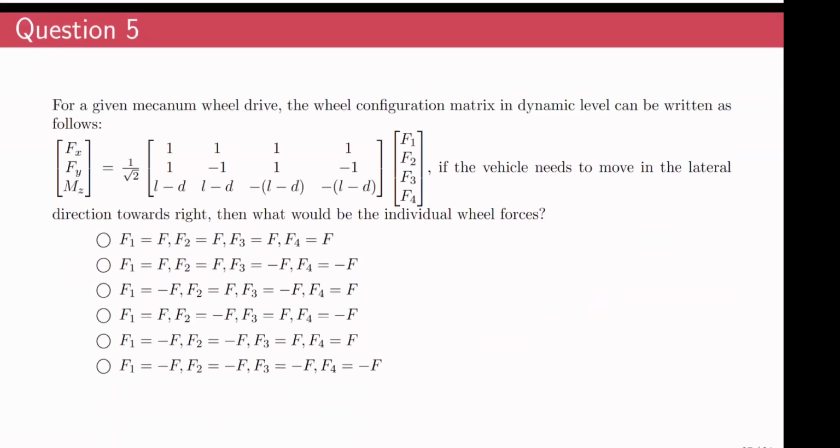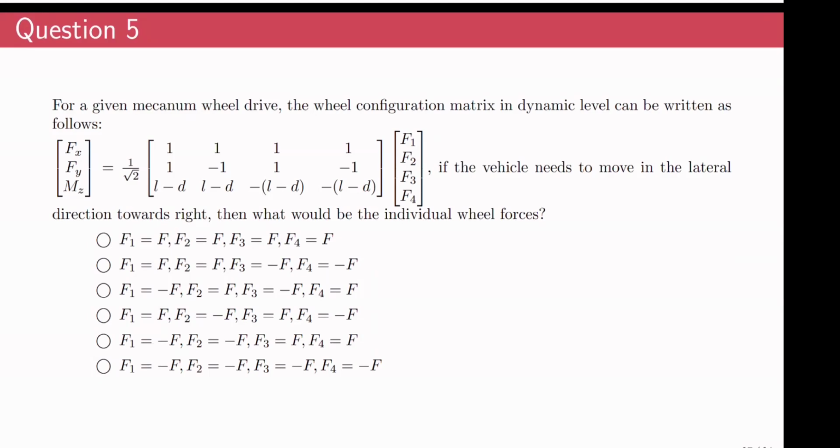For a given mecanum wheel drive, the wheel configuration matrix in the dynamic level can be written as follows. So if the vehicle needs to move in the lateral direction towards right, then what will be the individual wheel forces? How do we solve this? We have to find the right combination of F1, F2, F3, F4.